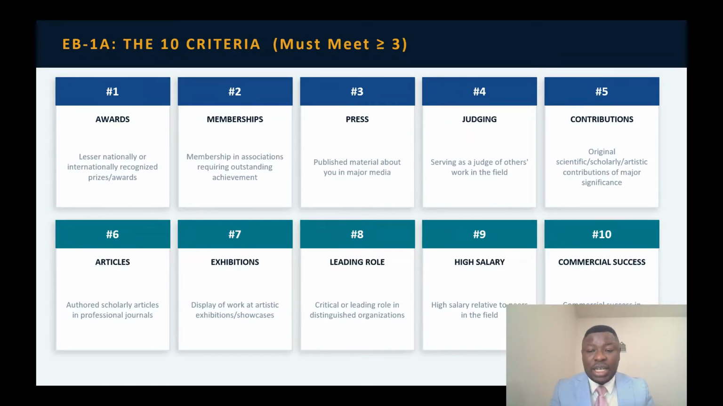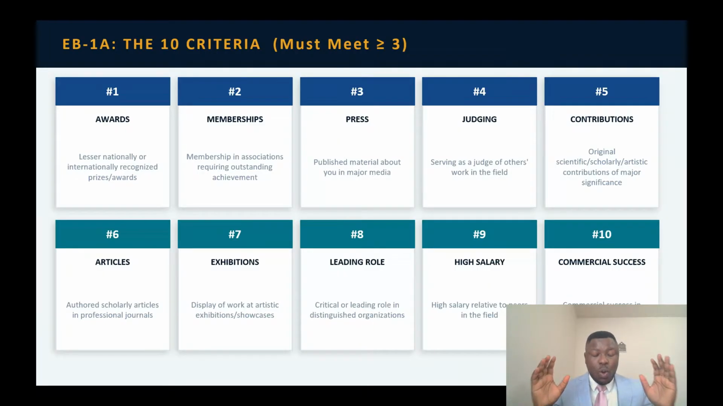And the 10th one is commercial success in performing arts. And again, this is for people that are in the realm of art: artists, filmmakers, producers, and so on and so forth.